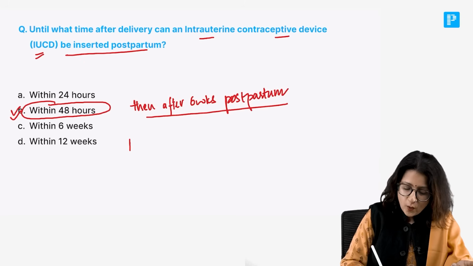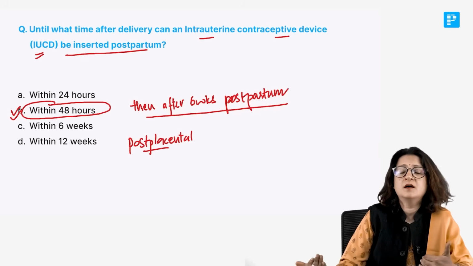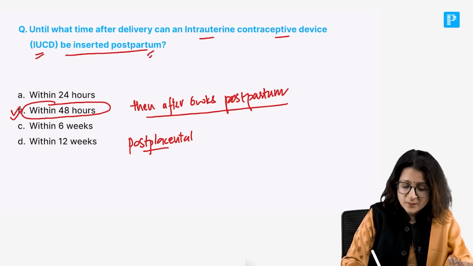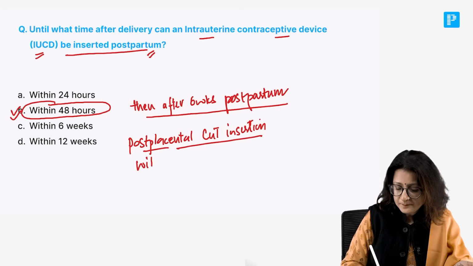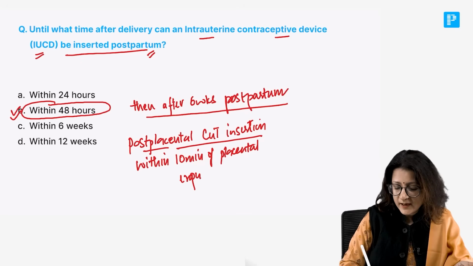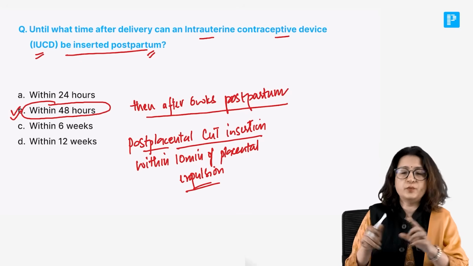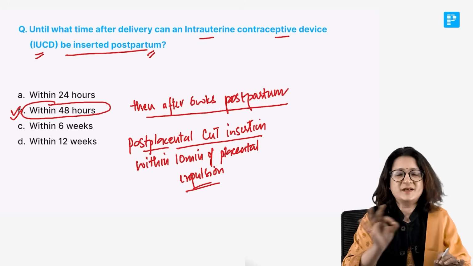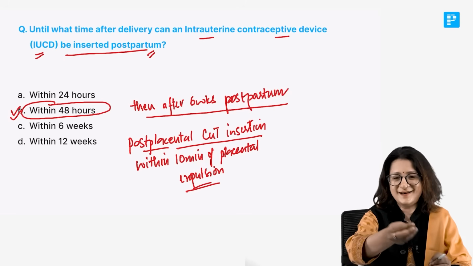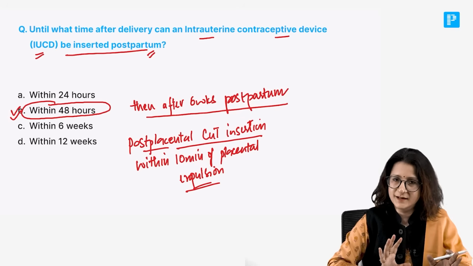Okay, so post-placental, this is a little different from postpartum. Post-placental copper T insertion can be done within 10 minutes of placental expulsion. So remember it like this. We have an opportunity of introducing copper T in the labor room, right? Post-placental, right then and there, within 10 minutes of placental delivery.